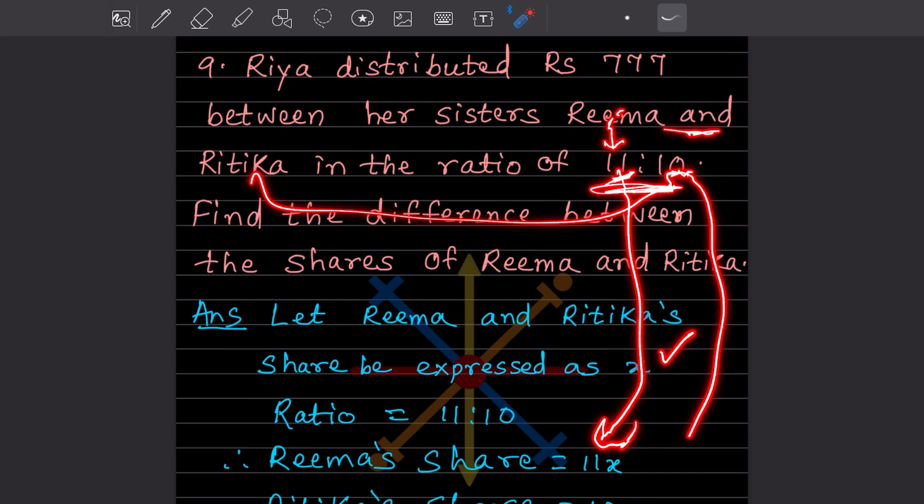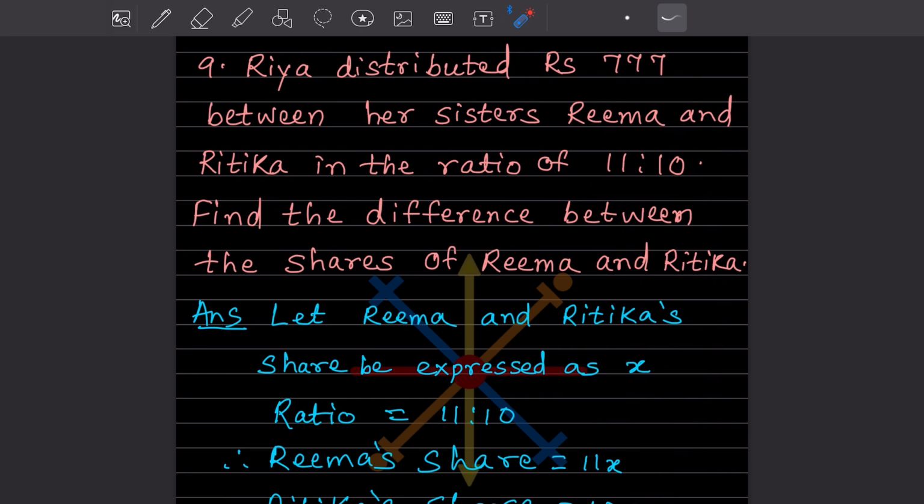And in place of this, what are you going to write here? 10x means Reema's share is 11x and Ritika's share is 10x. Here, this is for Reema and this is for Ritika. So just put x over there, multiply by x. Because we are considering this as x, we have to write some variable. Otherwise, it's not easy to calculate. Now there are many ways, but this is one of the good ways of writing and easy.